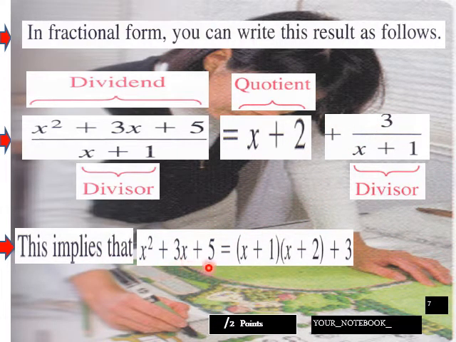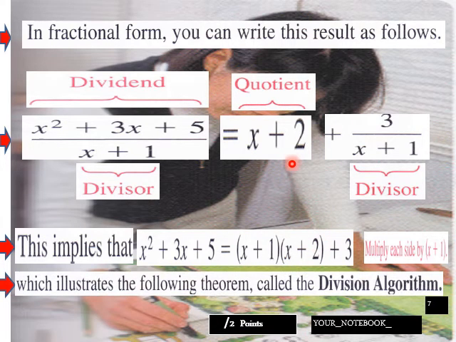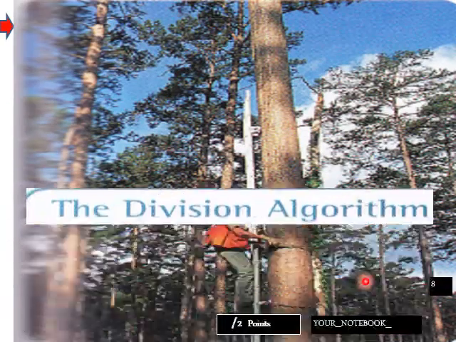This implies that x squared plus 3x plus 5 equals this here. It implies that. Multiply each side by x plus 1. So if we multiply everything here by x plus 1, this will cancel out, and then this will cancel out, and then you have this left when you multiply through by x plus 1, which illustrates the following theorem called the division algorithm.